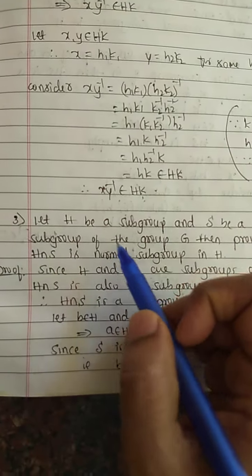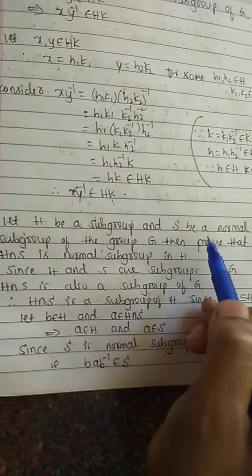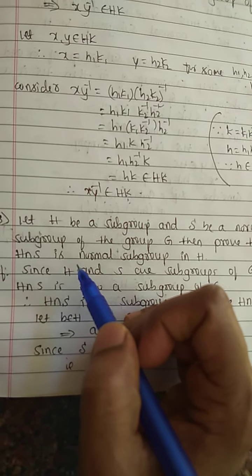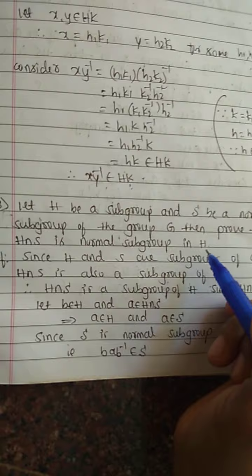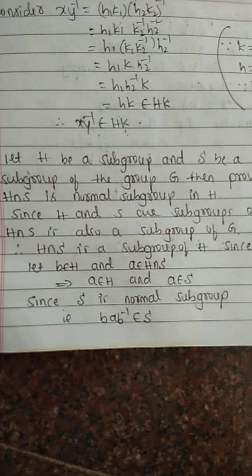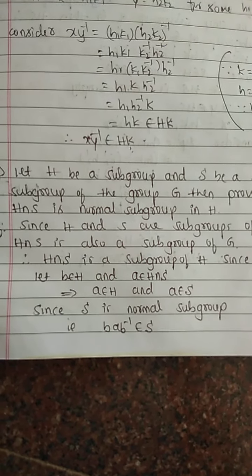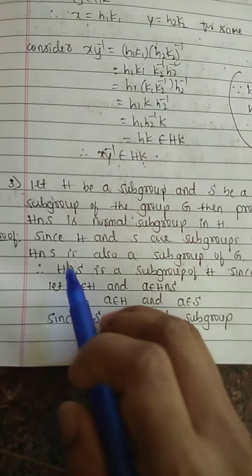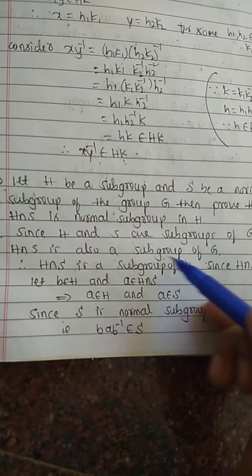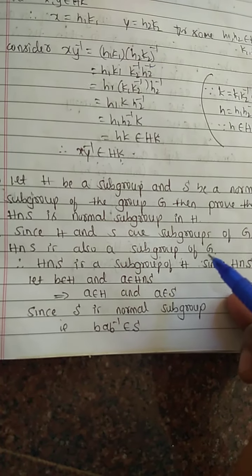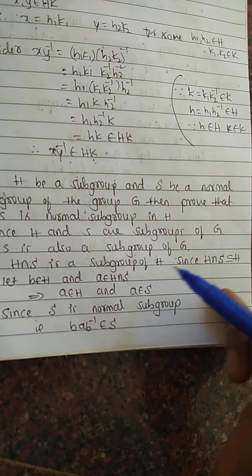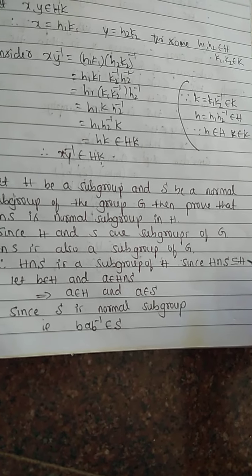Third result, let H be a subgroup and S be a normal subgroup of the group G. Then prove that H intersection S is a normal subgroup in H. Here H is the subgroup and S is the normal subgroup in G. But H intersection S is a normal subgroup in H. Since H and S are subgroups of G, H intersection S is also a subgroup of G, no doubt. Therefore, H intersection S is a subgroup of H since H intersection S is contained in H.